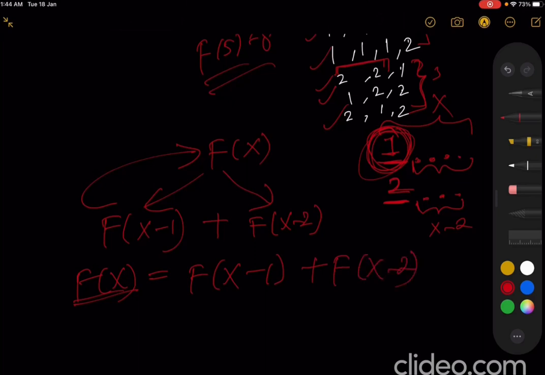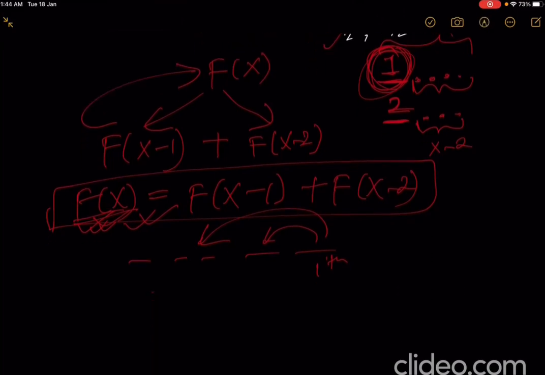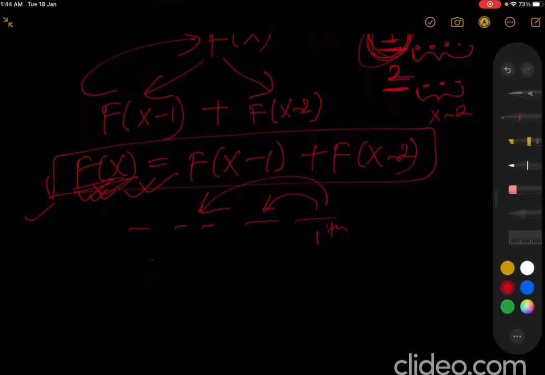Now this is nothing but the general equation for a Fibonacci number. A Fibonacci number is basically from a Fibonacci sequence. In a Fibonacci sequence, the ith number is equal to the sum of the previous two numbers. So f of x is equal to f of x minus 1 plus f of x minus 2. So you can simply calculate it for every x.